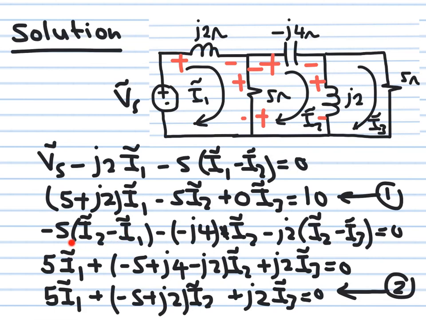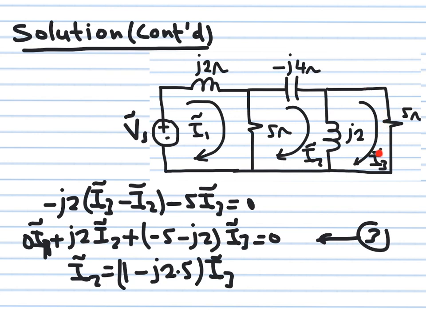So I have here 5 I1, okay. For I2, I have minus 5 here, I have plus j4 here, I have minus j2 here. So I collect them together. For the third current, I have plus j2, okay. So if you collect these together, j2 minus j2, you get plus j2 here. You get j2 as shown here, and then this becomes my second equation governing the second loop. So we have now 2 equations, 3 unknowns. We go to the third loop and then write the third equation.